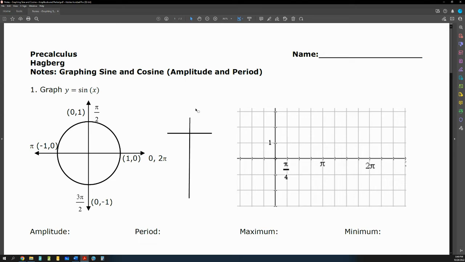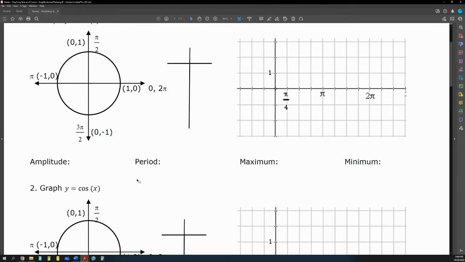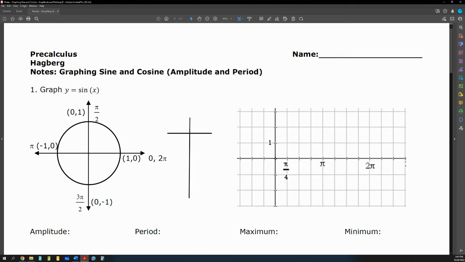Hi everyone. Today we're going to be completing our notes on graphing sine and cosine with amplitude and period changes. I want to start off with the parent functions: number one, y equals the sine of x, and number two, y equals the cosine of x. So we'll start with y equals the sine of x.